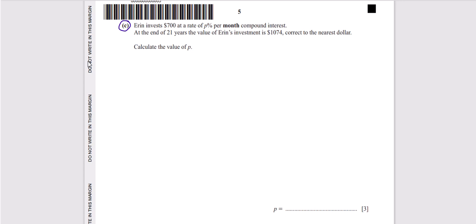Part C. Erin invests $700 at the rate of P% per month compound interest. At the end of 21 years, the value of Erin's investment is $1,074 correct to the nearest dollar. Calculate the value of P.